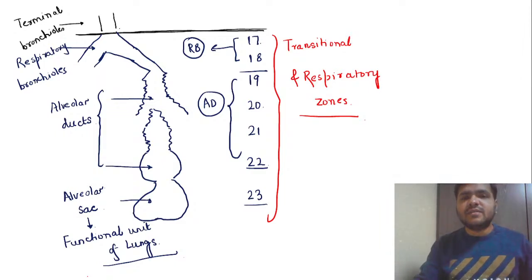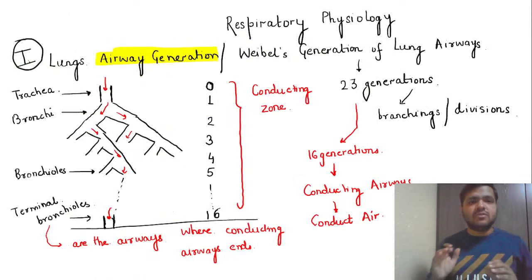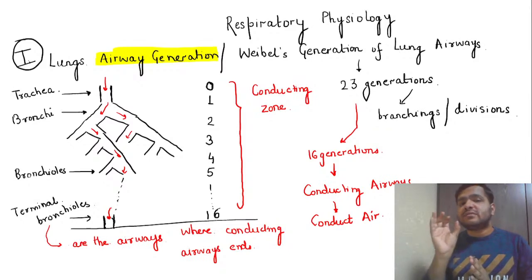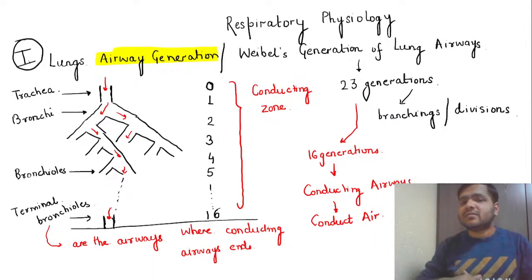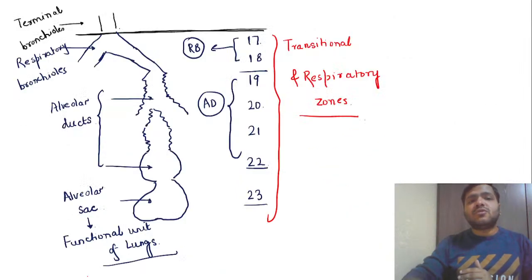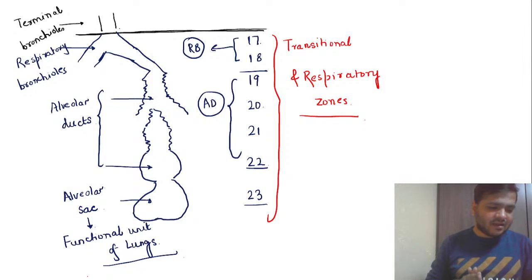Getting clear with the concept, you should remember we have the conducting zone. In total we have 23 generations. Out of 23 generations, 16 generations from 0 to 16 (the trachea, bronchi, bronchioles, and terminal bronchioles) constitute the conducting zone. Terminal bronchioles are the point from where the respiratory or transitional zone will begin. Then at 17 or 18, we have respiratory bronchioles. From 19 to 22, alveolar ducts. And at last, the alveolar sac.